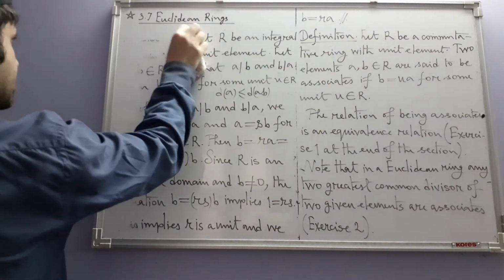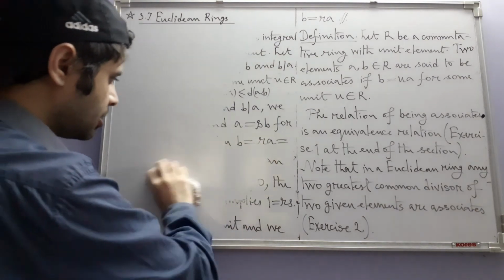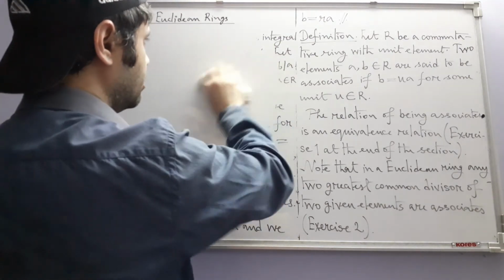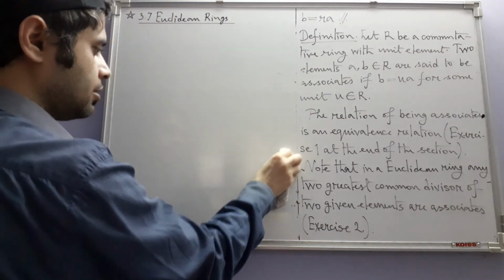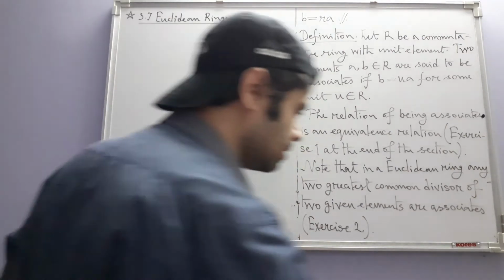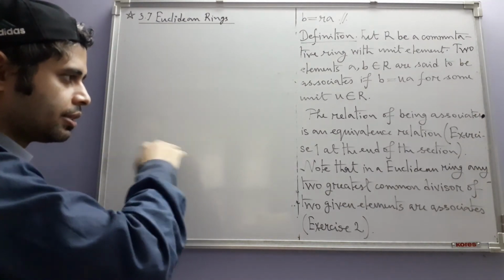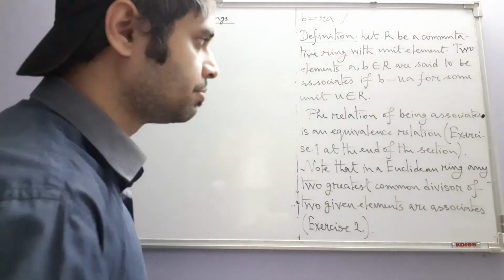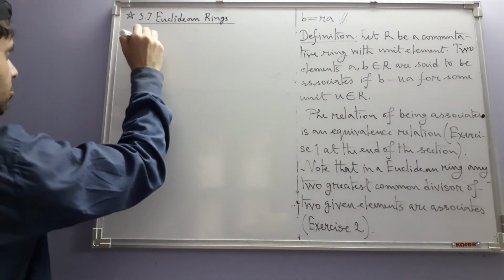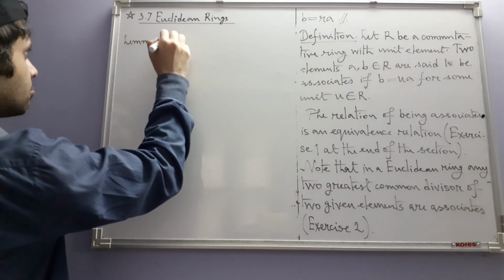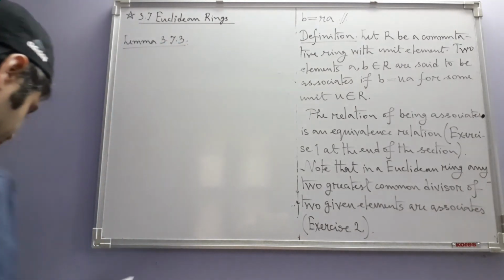This lemma basically tells us that if we multiply an element in a Euclidean ring by a non-unit element, then its d value goes up. As we take more and more non-unit elements and multiply them with the given element, the d value becomes more and more. So that's the lemma. So this is the third lemma.